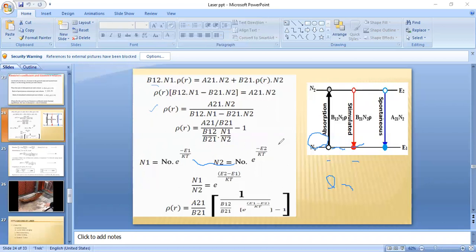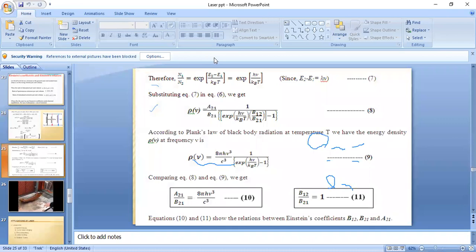In the black body radiation law, the energy density can be represented with rho of nu. Next slide. Have a look at this equation. According to Planck's law of black body radiation, rho of nu is equal to 8 pi h nu cube by c cube multiplied by 1 over exponential h nu by kT minus 1. This is a proven experimental equation, which can be compared with the derived equation shown in the previous slide.